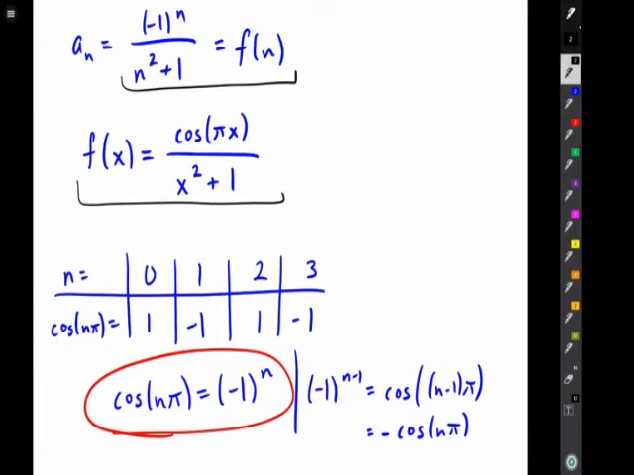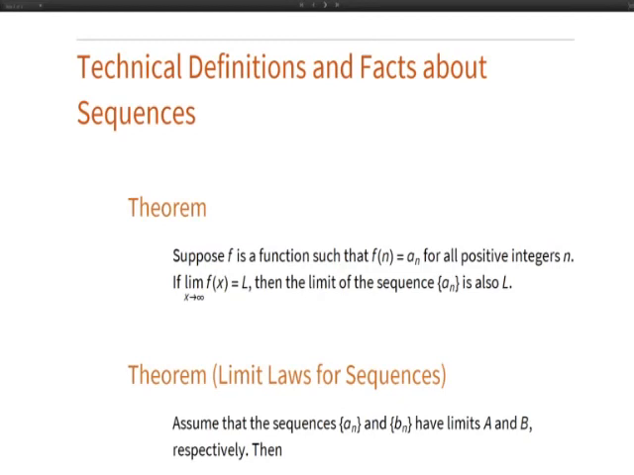Anyway, back to the definitions here. All right. So that's the idea here. We take our sequence and we turn it into a function and we take the limit of it. So really, we've already talked about how to do limits of sequences last semester.